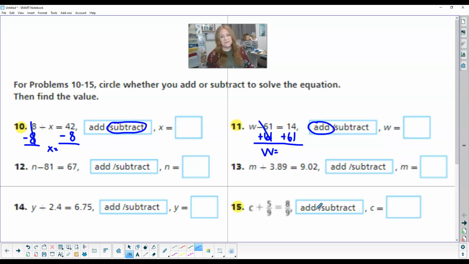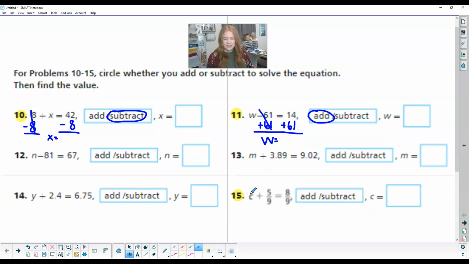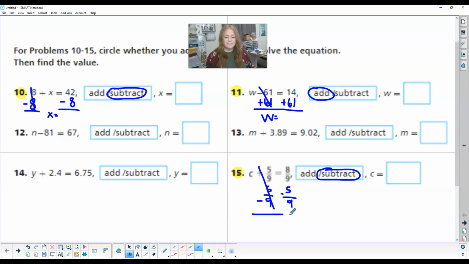Okay, and I'm also going to do number 15 with you. So it says c plus 5 ninths equals 8 ninths. So this is an addition problem. So I have positive 5 ninths, so I need to take that away. So I'm going to subtract 5 ninths, so 5 ninths minus 5 ninths cancels out. And then I'm going to minus 5 ninths on this side. So over here, I'm left with c equals, so my denominators are already the same, so I don't have to do anything to that. 8 minus 5 is 3.